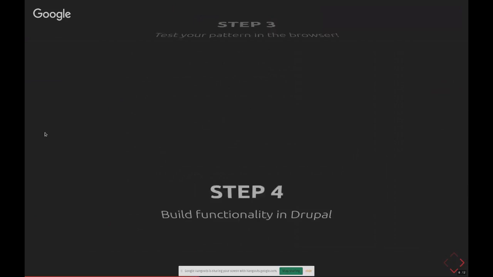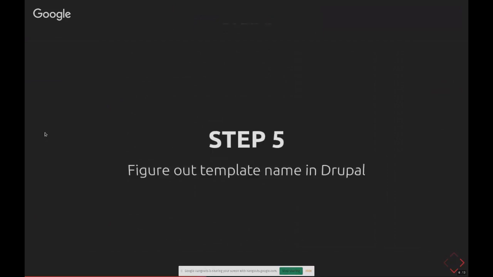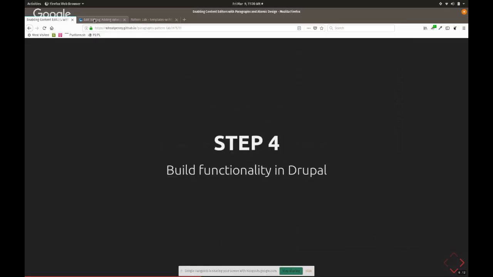Okay. So build the functionality in Drupal. Now we're finally getting into Drupal. We're starting to take a look at it. And for this specific one, how we're going to do it is we're going to do it using paragraphs. And this whole talk is about using paragraphs in Atomic Design. So actually, let's go back here and take a look at it. What does the functionality look like in Drupal?